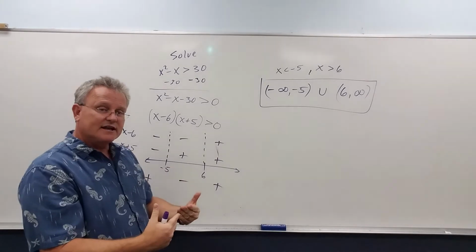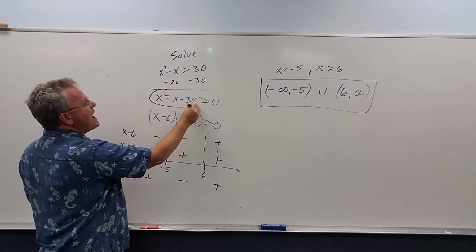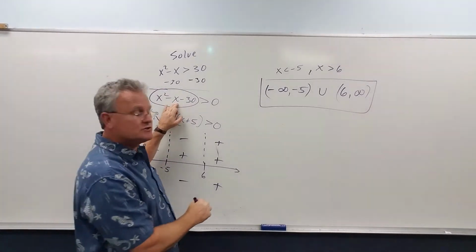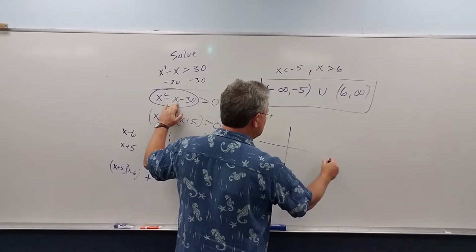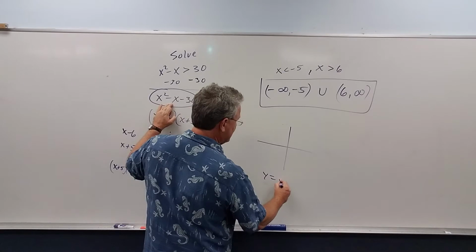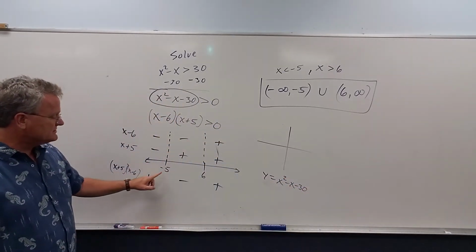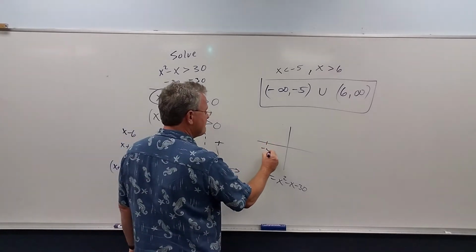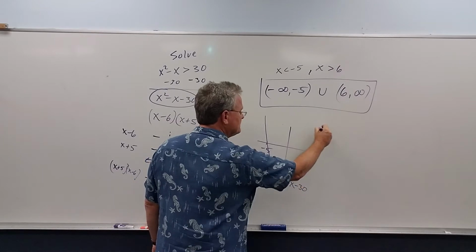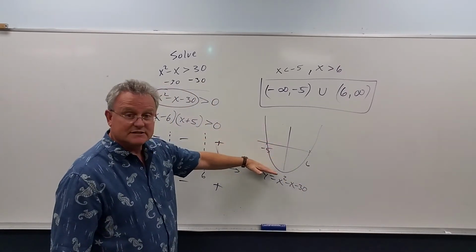Now, how does that connect with the graph? If I were to graph y equals x squared minus x minus 30, this is what it's going to look like. The graph of y equals x squared minus x minus 30 is going to cross the x-axis at -5 and at +6, and it's going to look like this. Notice the graph is below the x-axis.